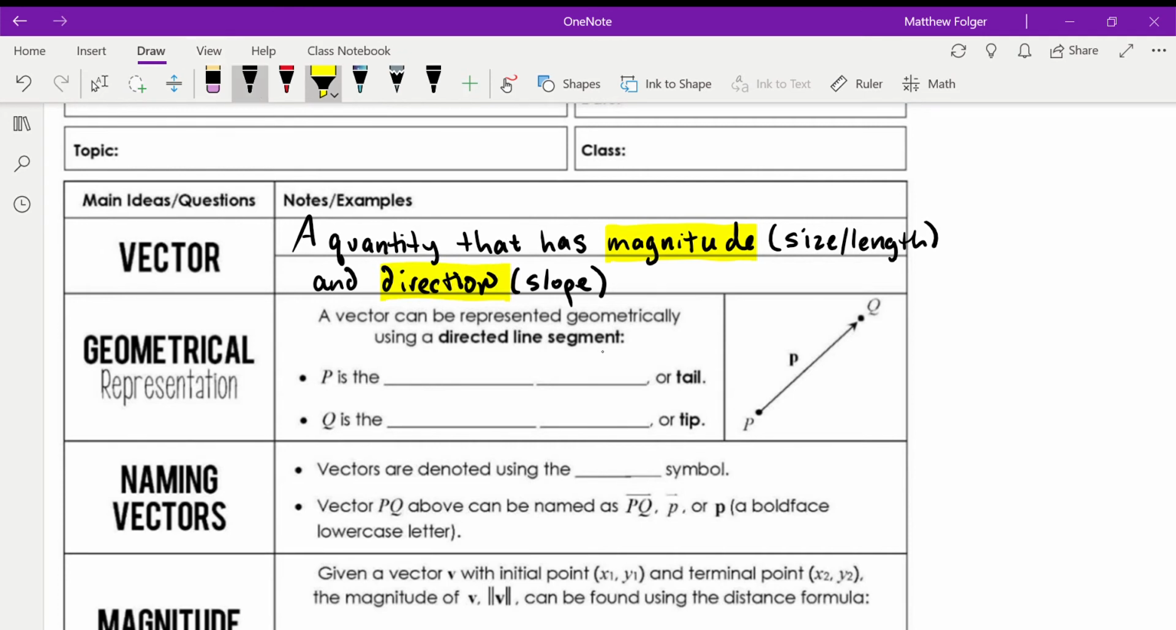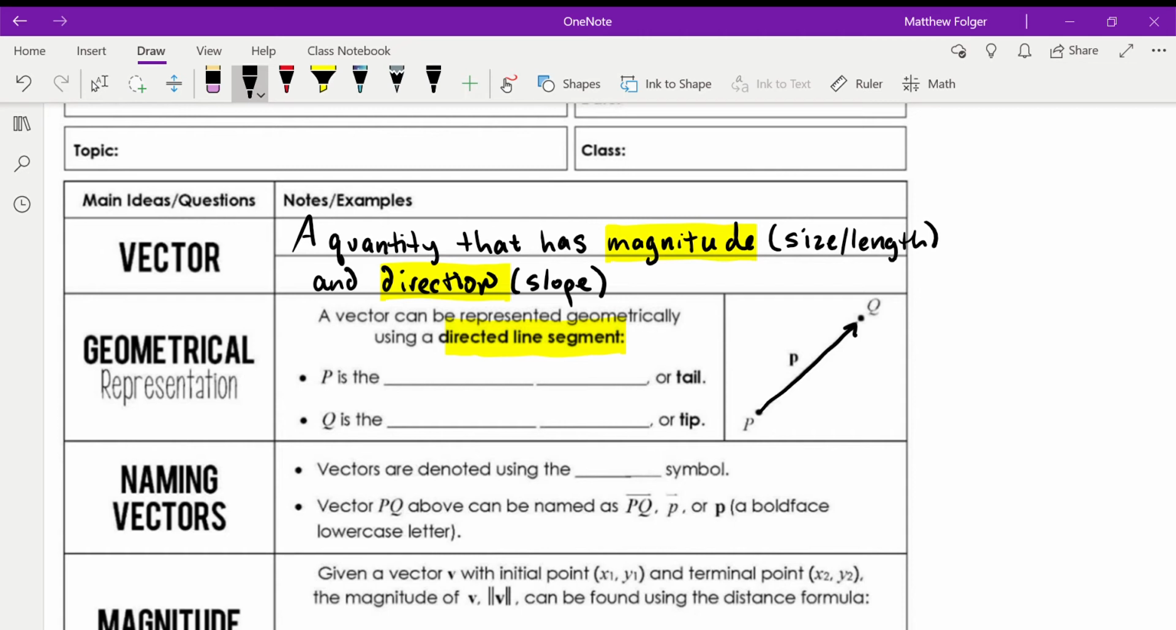Now, vectors are represented as a directed line segment. Now, what that means is it's just a line segment. If you look right here, you have PQ. But in PQ, there is a starting point and an ending point. It's very clearly going from P to Q. So P is the starting point, Q is the ending point.